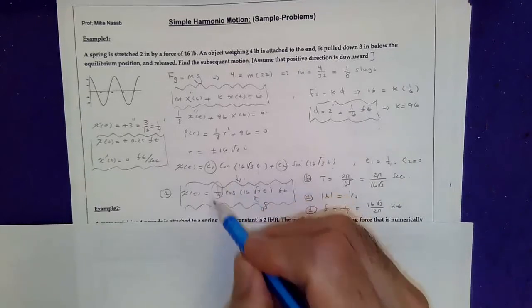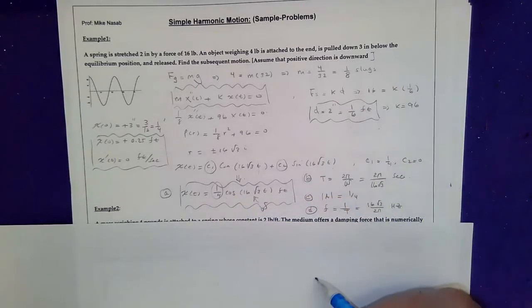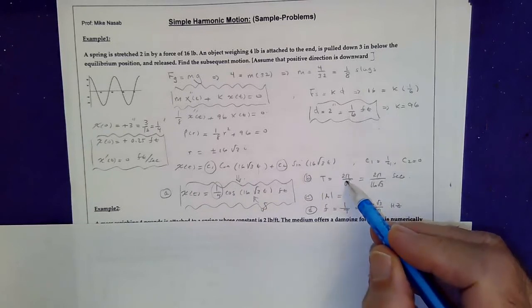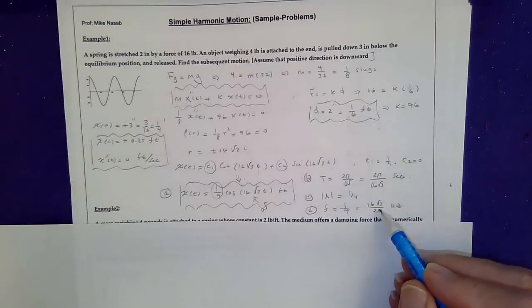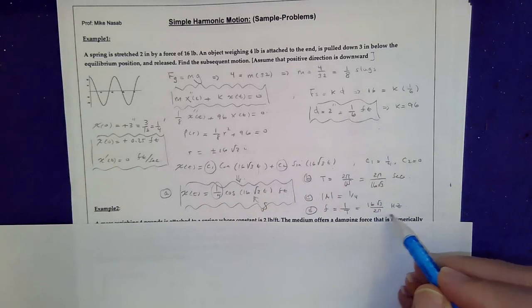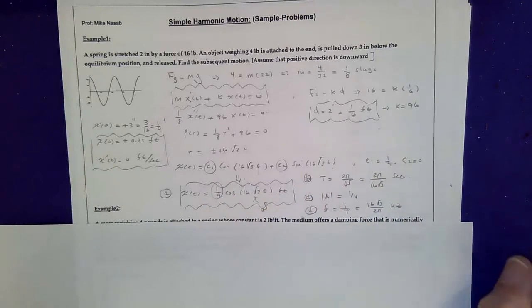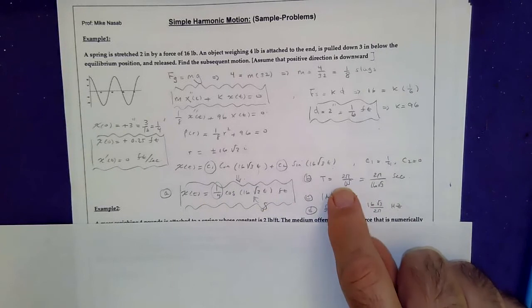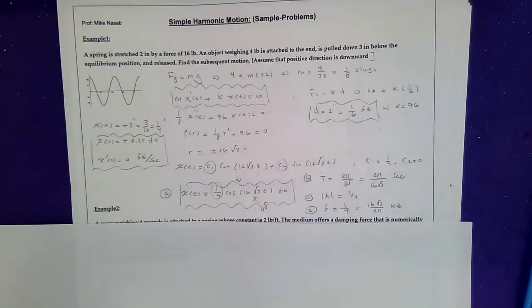Amplitude is the absolute value of this coefficient, 1/4. Frequency is the reciprocal of the period, which is 16 square root of 3 over 2 pi hertz. So this is natural frequency, that's angular frequency.